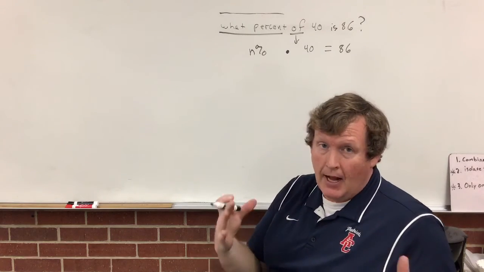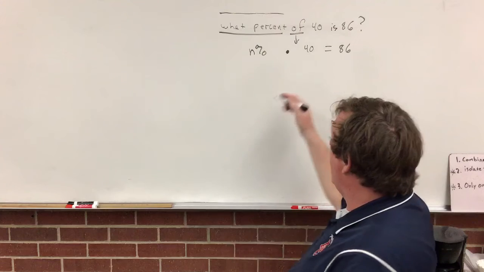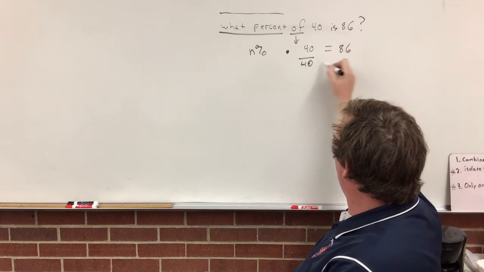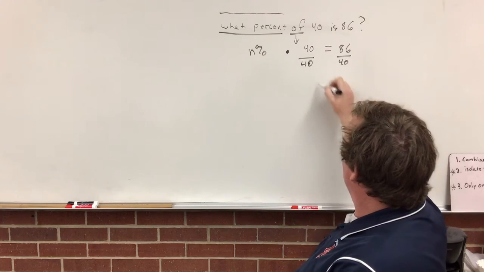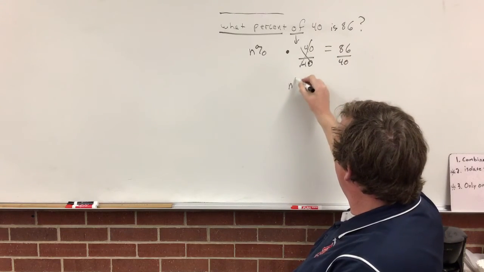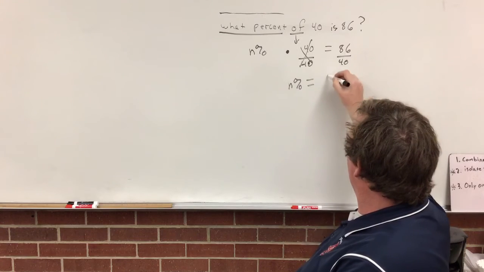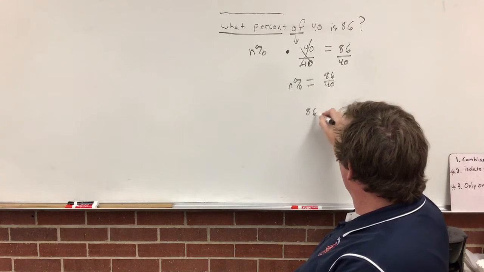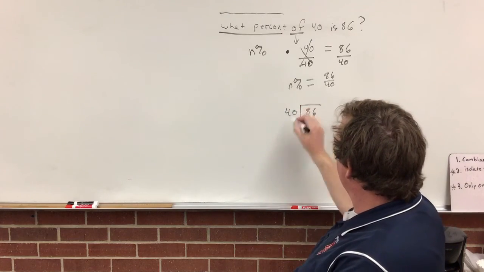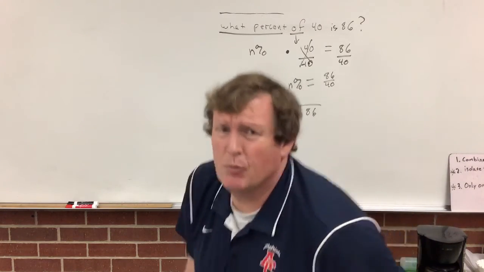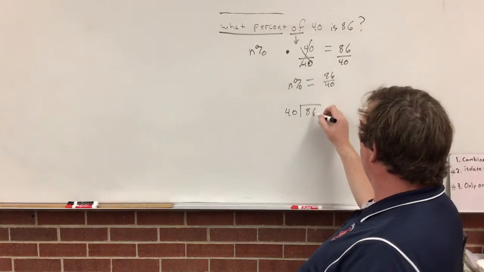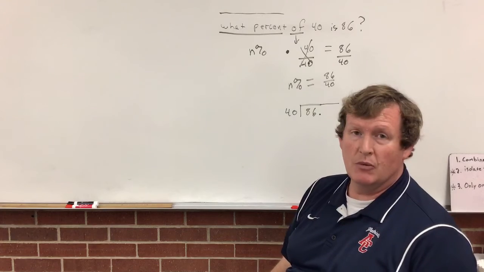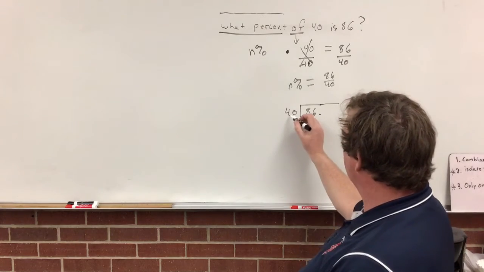All right. Isolate the percent by doing the opposite. We were multiplying here, so that means we've got to divide by 40 on both sides. That cancels. N percent will equal whatever 86 over 40 is. So 86 goes in the box, 40 goes on the outside. As we can see in this problem, 40 is actually going to divide into 86, but we will need some decimals and some zeros later on. Let's see how this plays out.